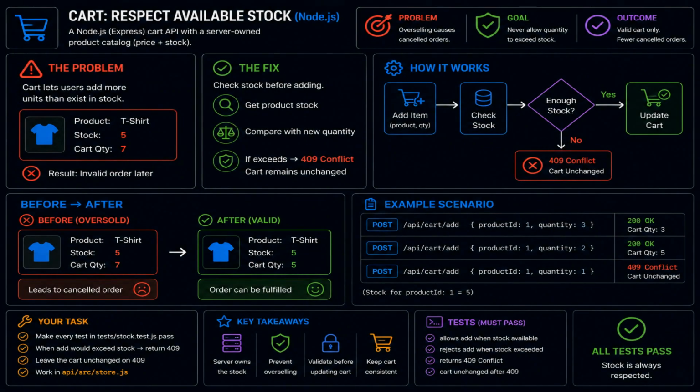Hello everyone, in this video we're fixing a critical inventory race condition inside a backend checkout API on Develow.com. Right now our store allows shoppers to add more units of an item to their cart than actually exist in the warehouse catalog. This leads to broken expectations and canceled orders downstream.